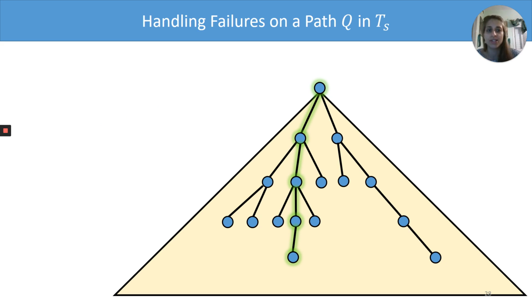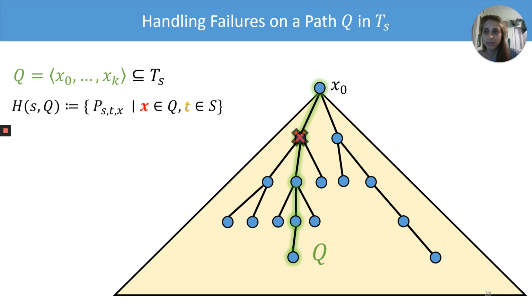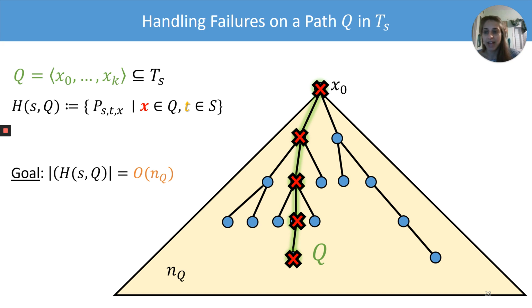So we now turn our focus to edges of replacement paths with failure on a specific path Q, where Q is denoted by x_0 to x_k. We define H_{s,Q} to include all the replacement paths with x, the failure, on Q, and T from s, which are all of our interest replacement paths anyway. So our goal is to bound the number of edges in H_{s,Q} to be the same as N_Q, where N_Q is the size of the subtree rooted at x_0. So again, since we want to use the heavy path decomposition, we want to analyze Q locally, which means that we want to depend not on the entire number of vertices in the system, which is n, but on a smaller n, which is only the number of vertices in the subtree rooted at x_0, which is a subtree including Q.